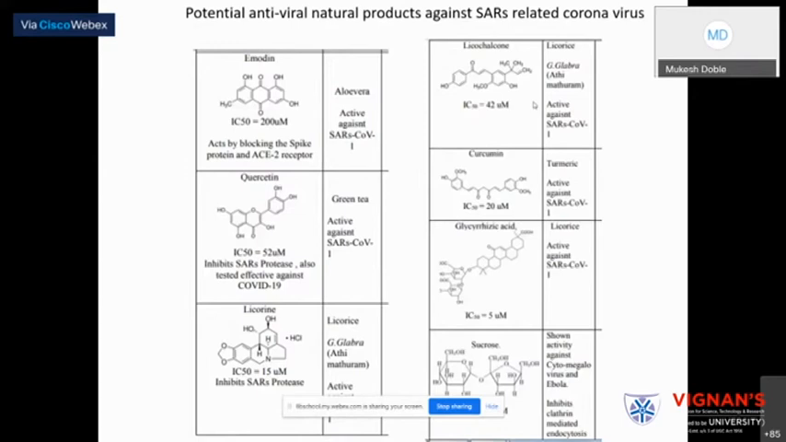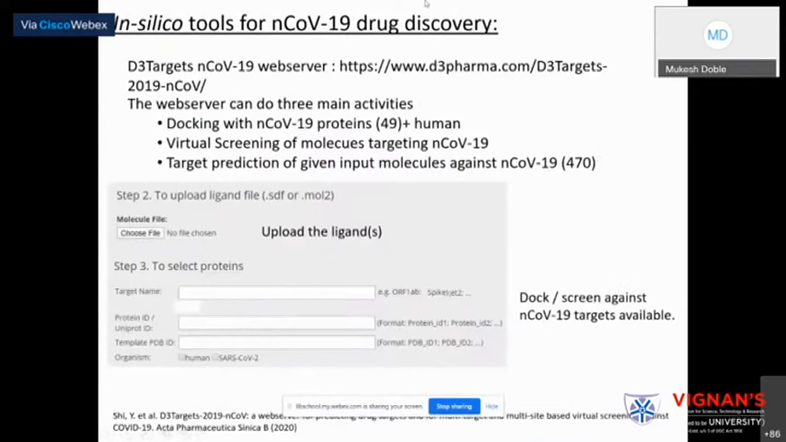So I mentioned that there is a tool which, if you are interested, you can make use of, and this is the web server. If you give an inhibitor or a ligand or a molecule, it goes and docks to several proteins found in COVID-19. I have said 49, but as of now, there are almost 77 possible targets. It also binds to several human targets, and then it ranks them based on the binding energy.